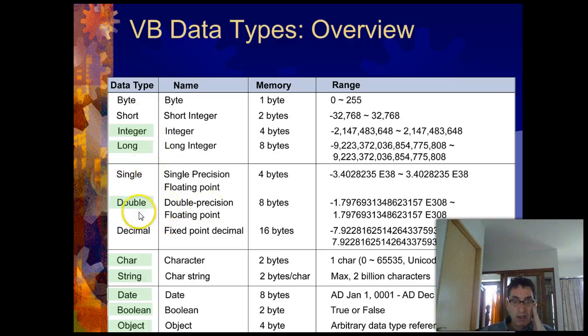So integer is numeric, double is numeric, and we have some other ones. Let's think about integer for a minute. An integer uses 4 bytes. But how big is a byte again? Remember we just said a byte is 8 bits. So an integer uses 4 bytes, that means it's 4 times 8, or 32 bits. In other words, 32 bits can represent up to 2 to the 32nd different values.